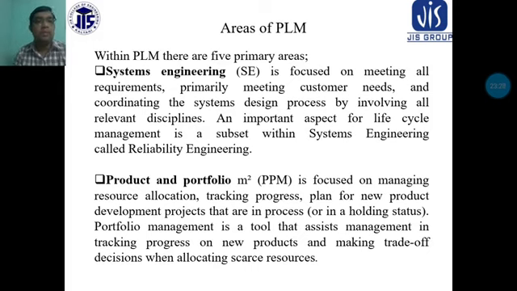Areas of PLM. Within PLM there are 5 primary areas. Systems engineering is focused on meeting all requirements, primarily meeting customer needs, and coordinating the system design process by involving all relevant disciplines. An important aspect for life cycle management is a subset within systems engineering called reliability engineering.